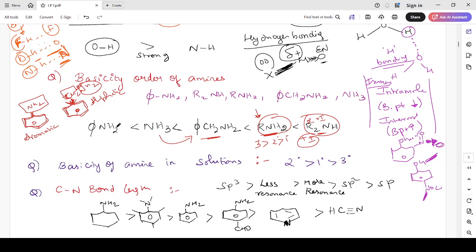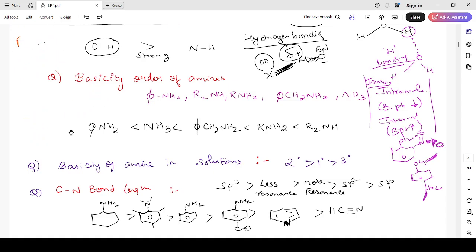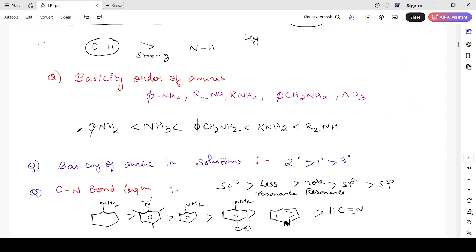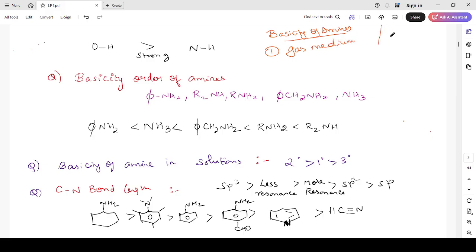But if the questioner is asking with respect to the medium in which the basicity is being discussed, from the amine chapter, most of your questions are from qualitative analysis, distinction tests, and basicity order. These are the common questions we have for JEE. So if I'm talking about basicity of amines in gaseous medium, in other words, they are not giving the medium, they are just asking you about the basicity, just go for tertiary greater than secondary greater than primary.